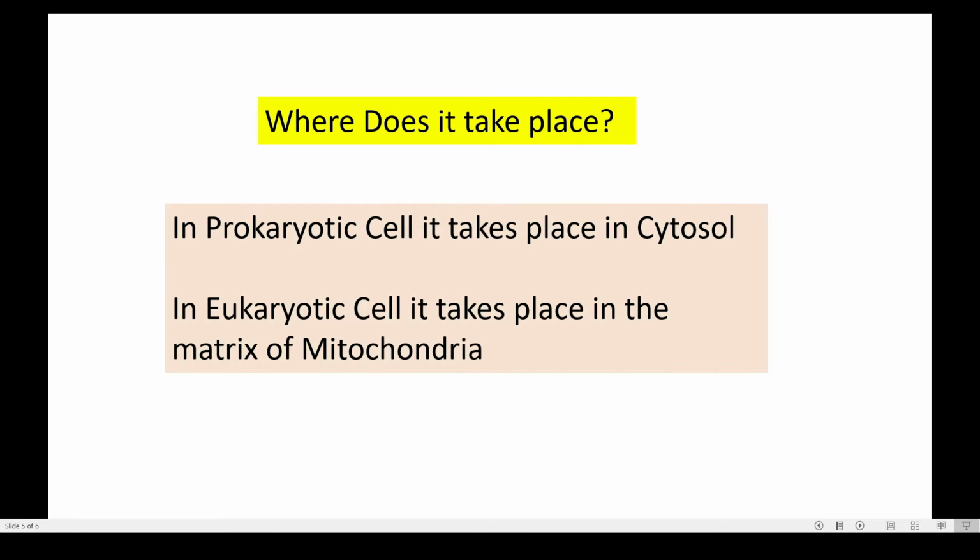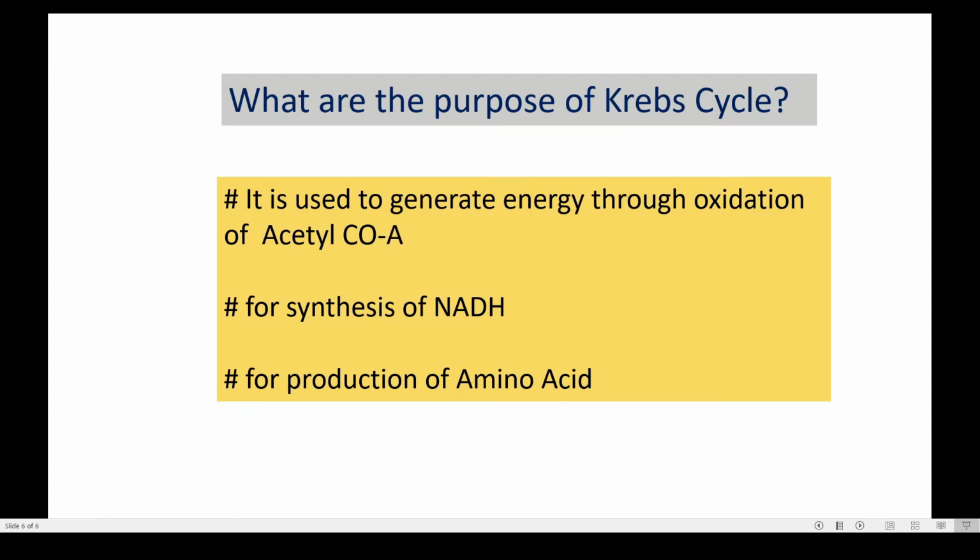Now let us see where does it take place. In prokaryotic cell, it takes place in cytosol, and in eukaryotic cell, it takes place in the matrix of mitochondria.